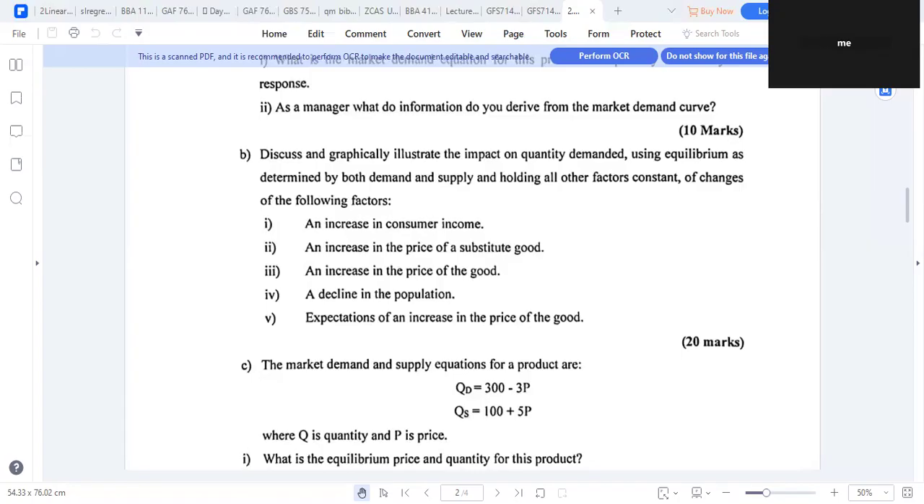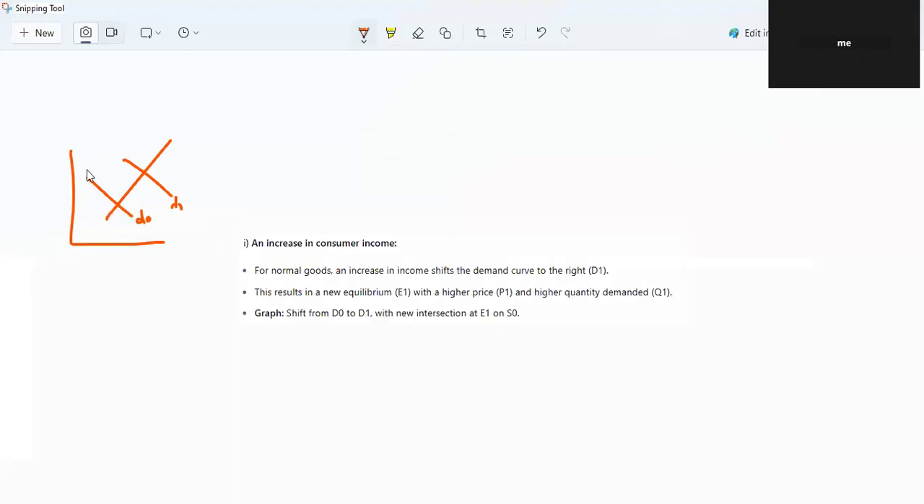Let me put the equilibrium. I'm not able to see what you're plotting, I'm not able to see. Okay, can you see now? Oh, yes, I can. Okay.